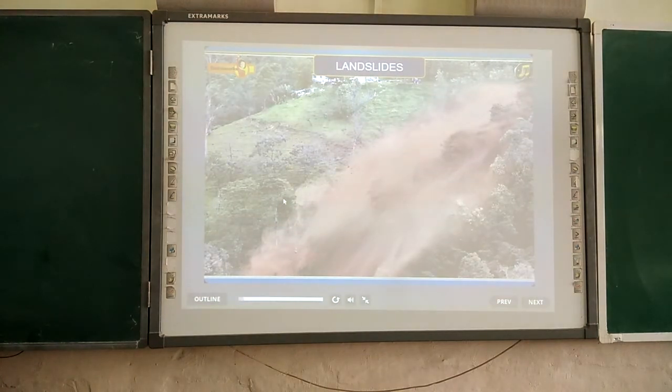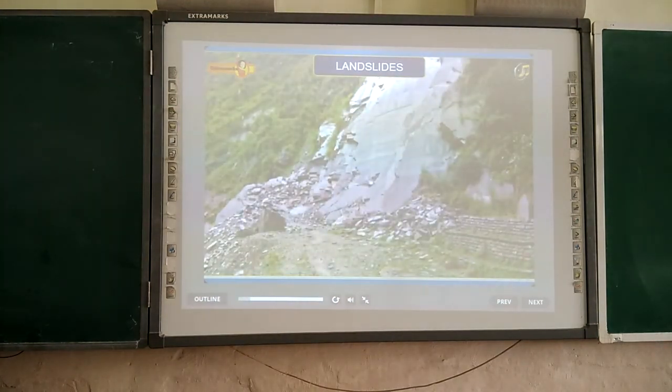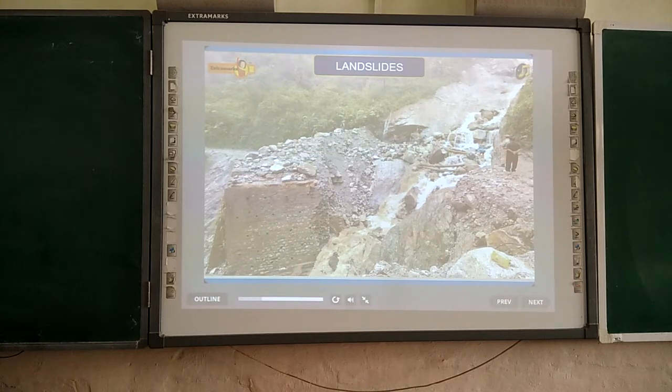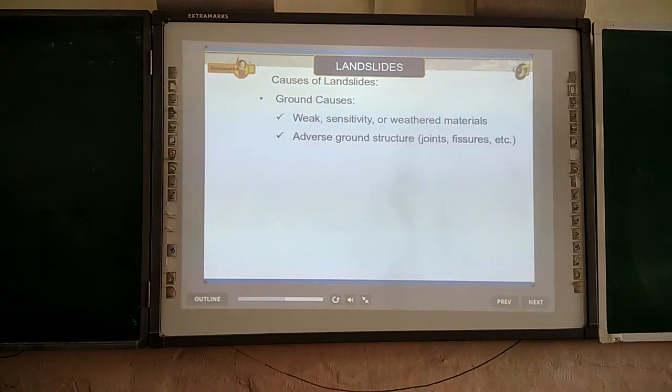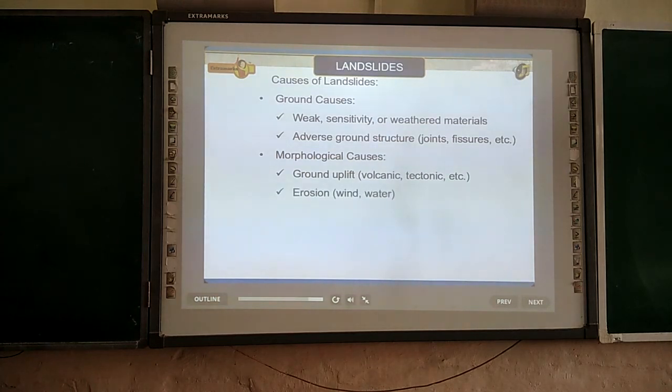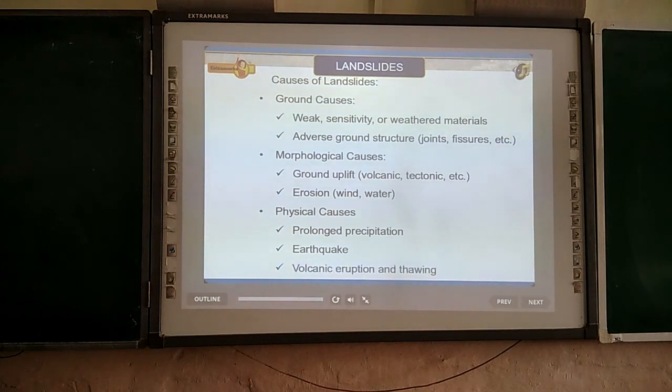A landslide can be defined as the movement of a mass of rock or debris down the slope under the influence of gravity. Landslides are caused by the following factors. Ground causes, which include weak, sensitive, or weathered materials, adverse ground structure, joints, fissures, etc. Morphological causes are ground upliftment, volcanic, tectonic, etc. Erosion by wind and water. Physical causes constitute prolonged precipitation, earthquake, volcanic eruption, thawing.